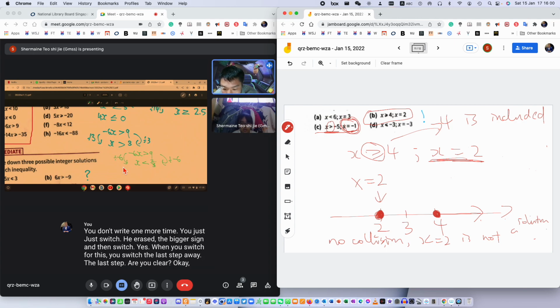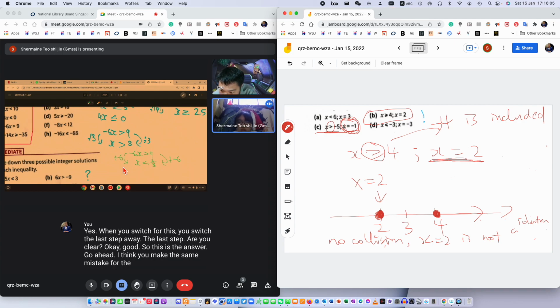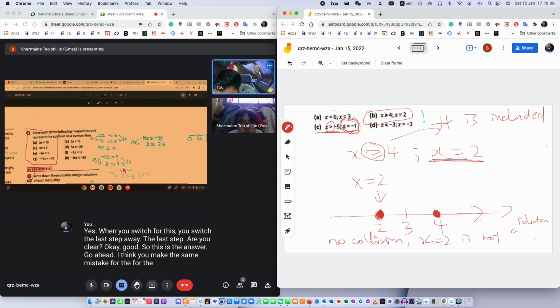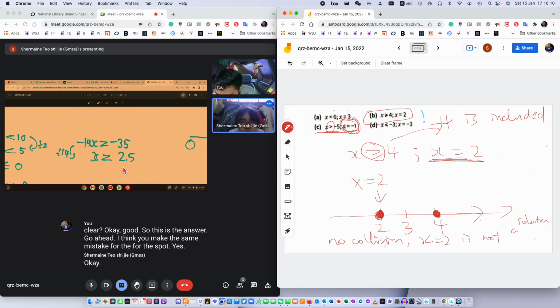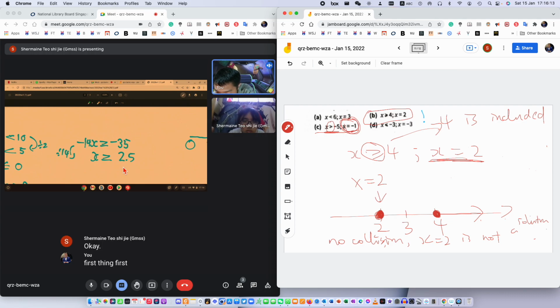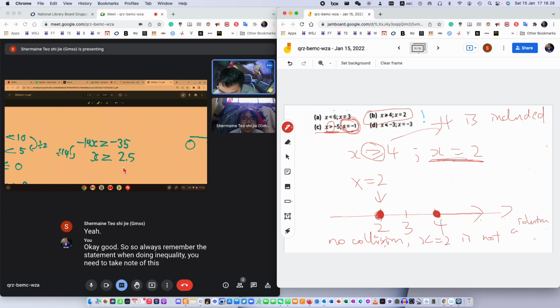Okay, good. So this is the answer. Go ahead. I think you make the same mistake for this part. First thing first, divide by 14 or divide by negative 14? Negative 14. So when you divide, you are doing inequality in this case, right? Okay, good. So always remember the statement. When doing inequality, you need to take note of this. Go ahead. Use a different color. Change accordingly.